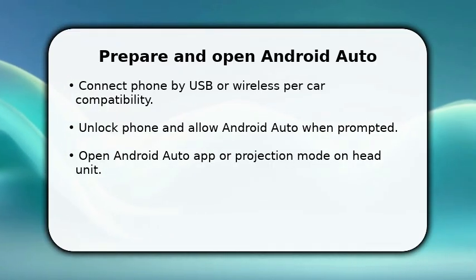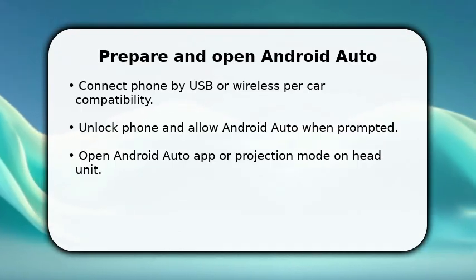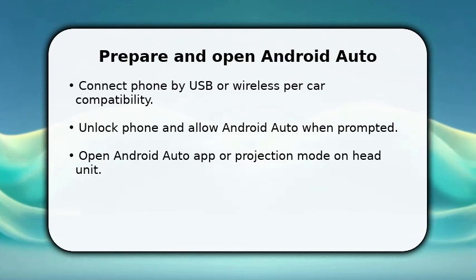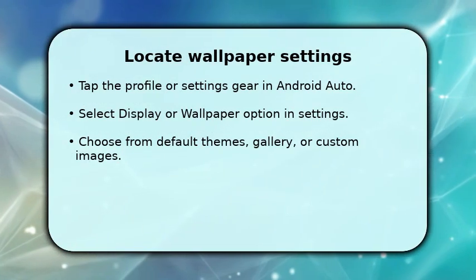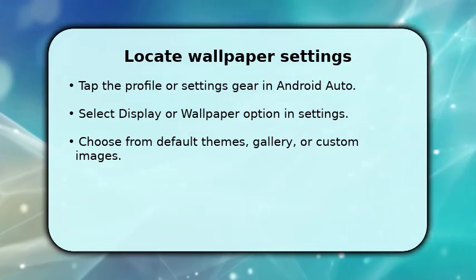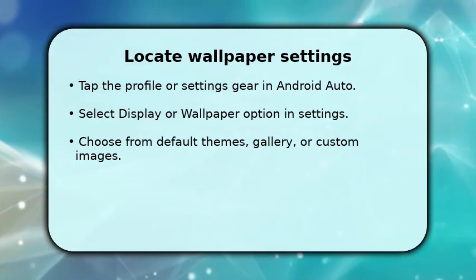Outdated apps hide settings. If the app asks for additional permissions like storage or photos, grant them now so you can access images. This gets you directly into the interface, where Wallpaper settings live. Once Android Auto is visible, tap your profile icon or the settings gear to reach Preferences. Then choose Display or Wallpaper. Android Auto groups appearance options there.